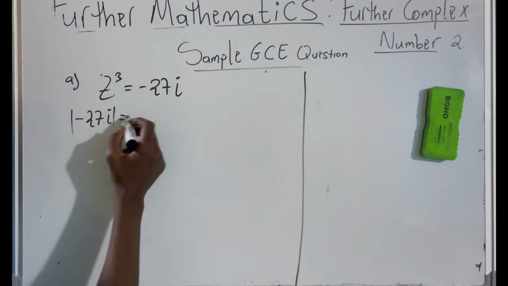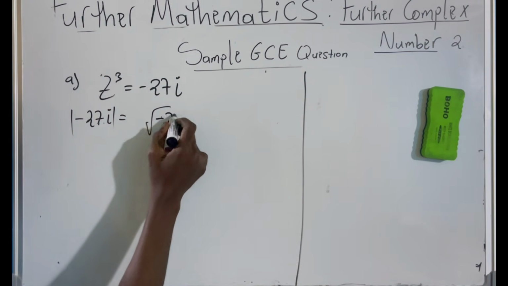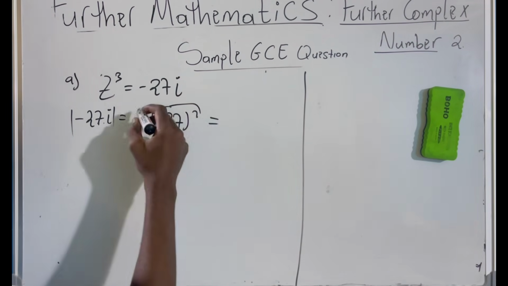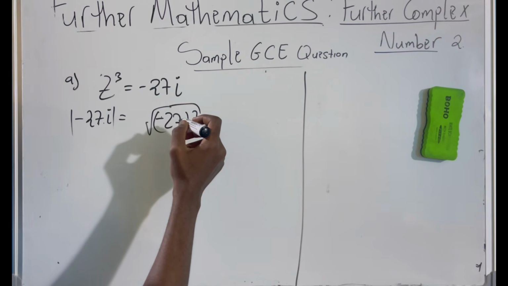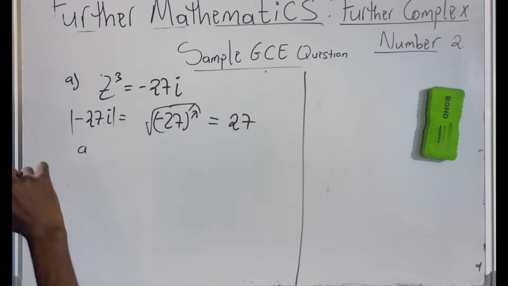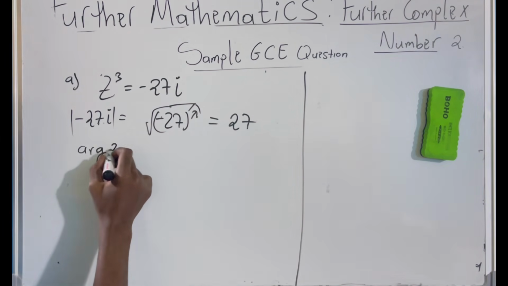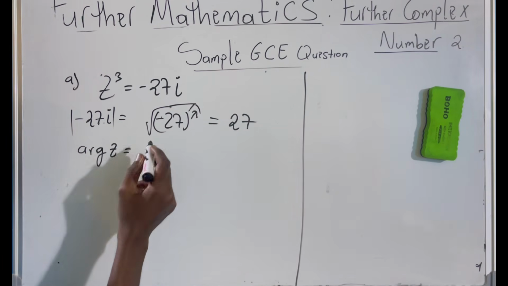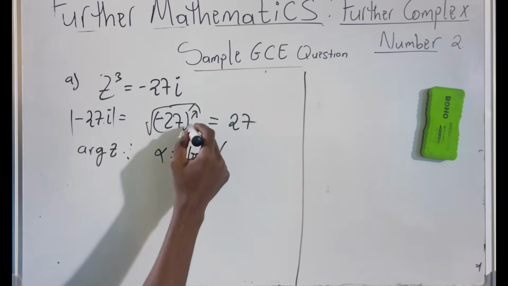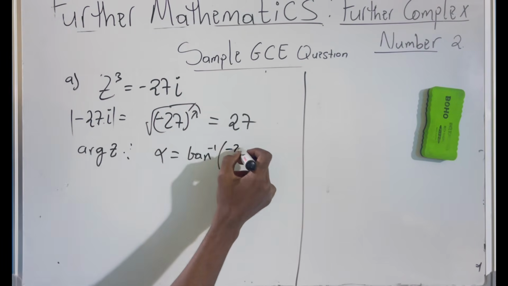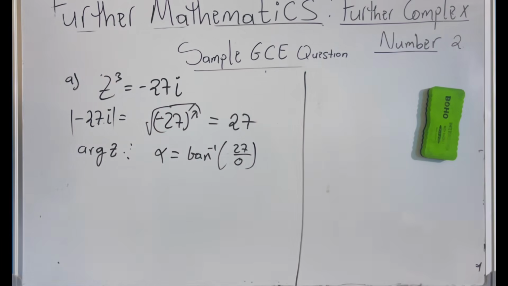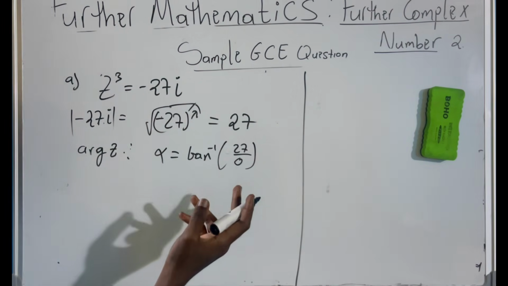The magnitude will simply equal the square root of negative 27 all squared, since it is made up of only the imaginary part, so it will simply equal 27. Now the argument of z. I'll first find alpha, which is tan inverse of the imaginary part, negative 27, divided by the real part, which is 0. Don't take the negative, okay? As you usually do, we don't take the negative.